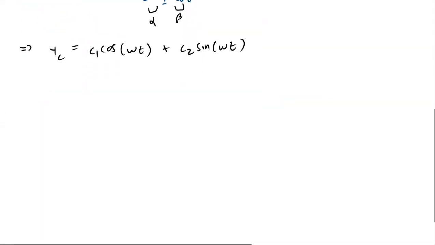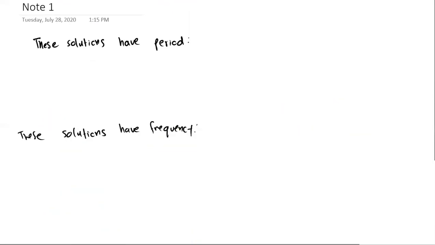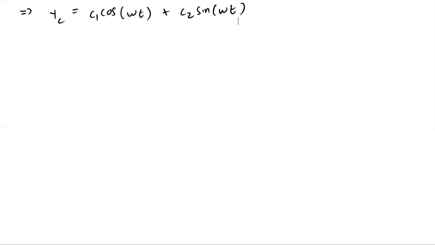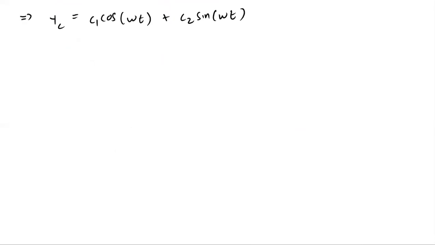Now, as I mentioned in the previous video, as it is written right now, it's not obvious that we can rewrite this just as one sine function or one cosine function. We'll see how to do that later, but right now it's not obvious. However, there are some things that we can tell from this general solution. First is that there is a period. How do we know there's a period? Well, both cosine and sine are periodic, right? Both have period 2 pi, right?